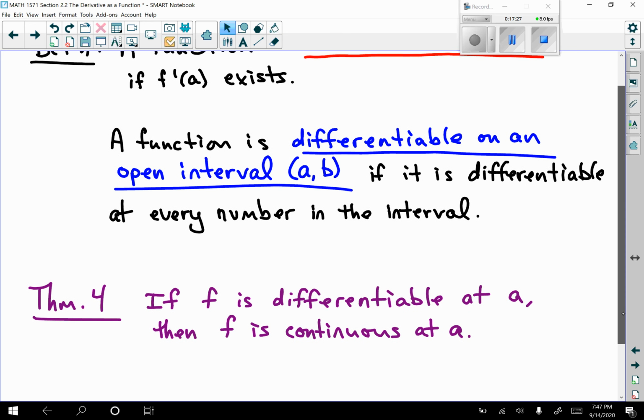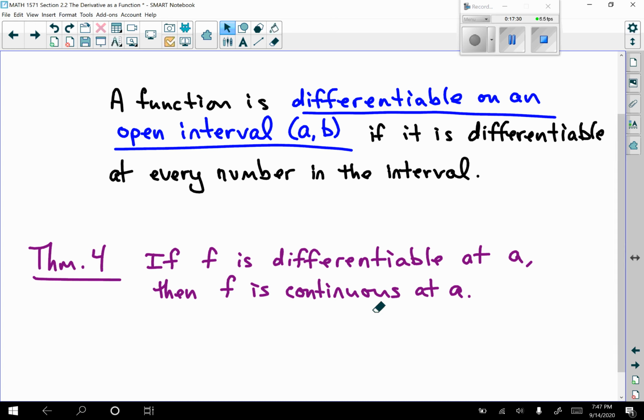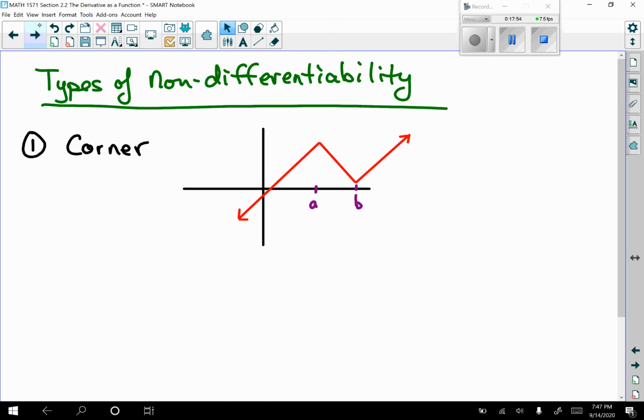And then not a definition, but a very important theorem that's going to link differentiability to continuity, and further theorems stem from this. If f is differentiable at a, then f is continuous at a. And it actually turns out that one of the types of non-differentiability happens at a discontinuity. So that's why we're saying if a function f is differentiable at a specific a value, then it's also continuous there. All right, so now for the four flavors, or four types, of non-differentiability.